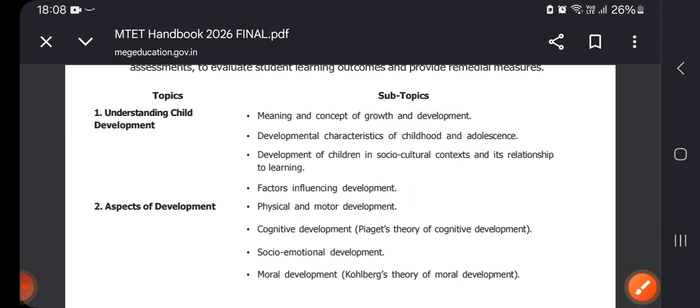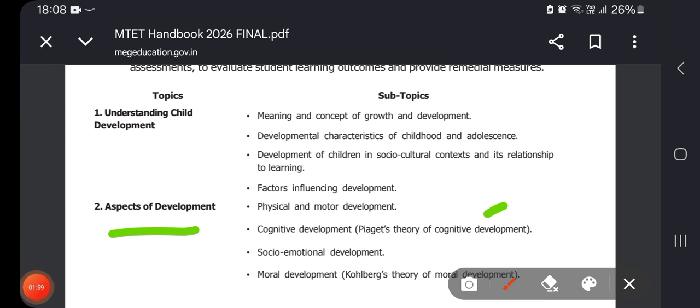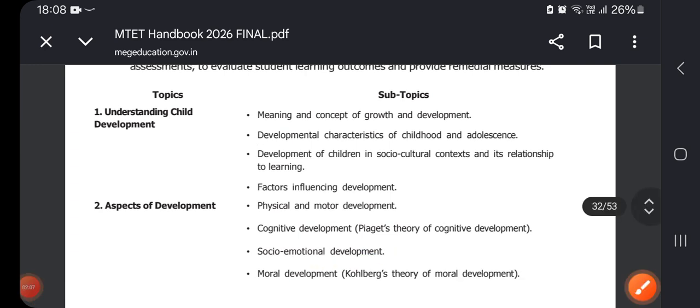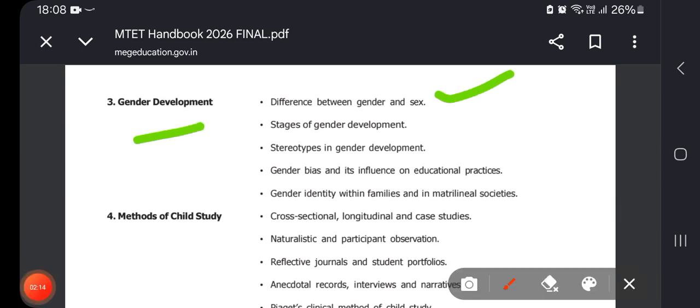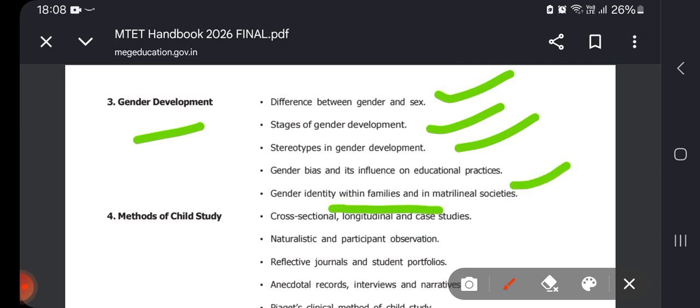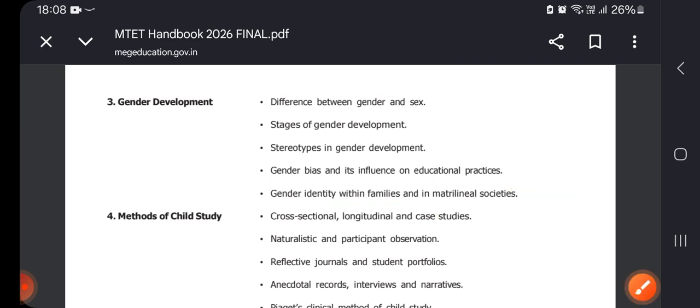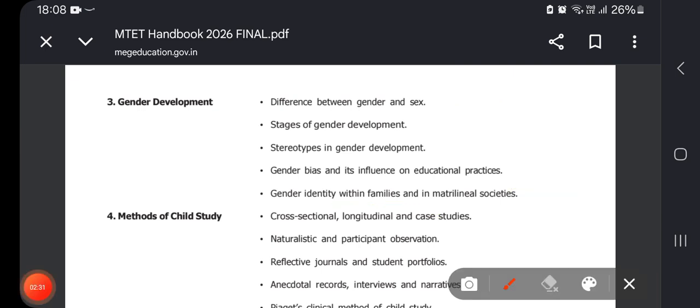Second is aspects of development: physical and motor development, cognitive development, Piaget's theory, socio-emotional development, moral development, and Kohlberg's theory of moral development will be covered. Now gender development: difference between sex and gender, stages of gender development, stereotypes in gender development, gender bias and influences, and gender identity with familiarities in a matrilineal society. This is a very important topic, friends. Many questions come from here.